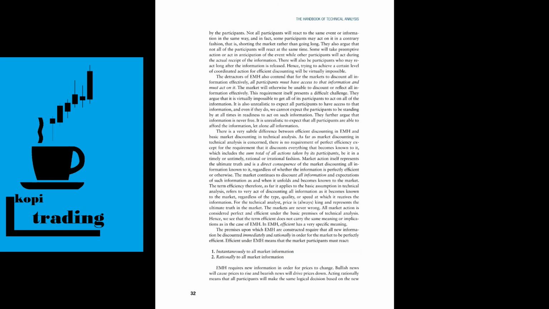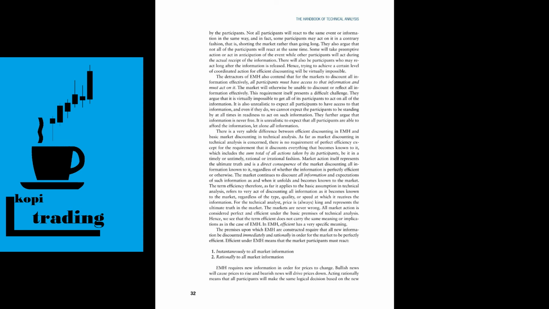By the participants. Not all participants will react to the same event or information in the same way, and in fact, some participants may act on it in a contrary fashion, that is, shorting the market rather than going long. They also argue that not all of the participants will react at the same time. Some will take preemptive action or act in anticipation of the event, while other participants will act during the actual receipt of the information. There will also be participants who may react long after the information is released. Hence, trying to achieve a certain level of coordinated action for efficient discounting will be virtually impossible.